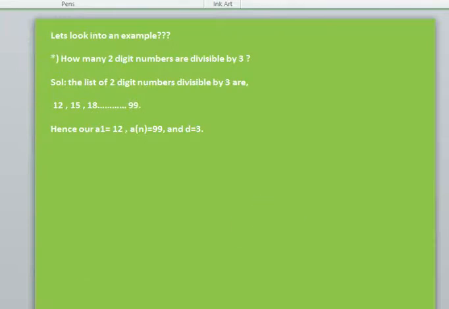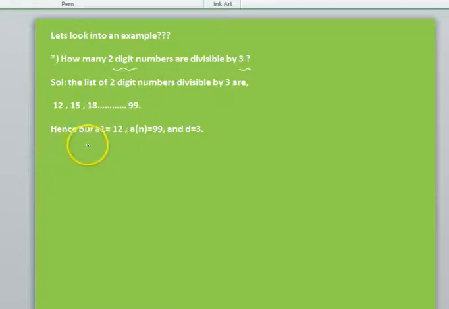Looking into an example: how many two-digit numbers are divisible by 3? Tricky question, right? It is very simple. I want two-digit numbers divisible by 3. That's it. What is the first two-digit number divisible by 3? That is 12, isn't it? 3 ones are 3, 3 twos are 6, 3 threes are 9, and 3 fours are 12. So the first number which you get is 12. So 12, 15, 18, in steps of 3, you get up to 99.